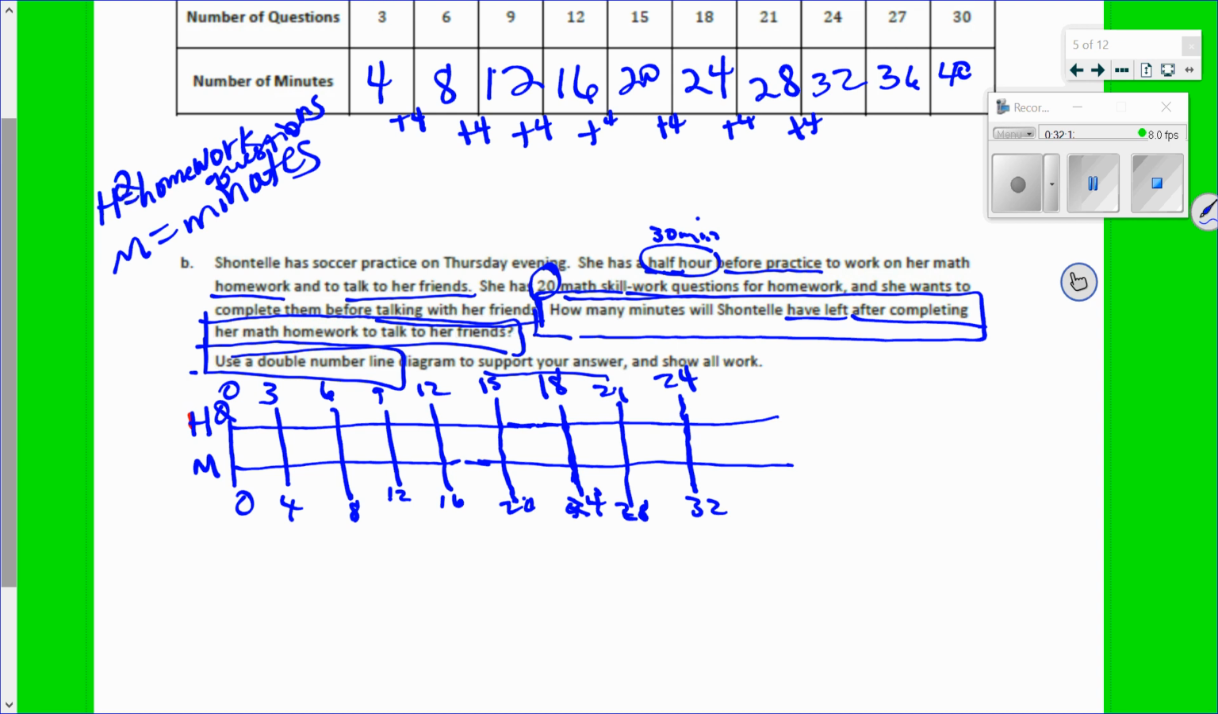So, wait a second. He's got 20 homework questions, the top label, the number of questions. So he's got 20. Where does that fall? Wait, I'm kind of confused though, because how would Zachary have time to talk to his friends and do his homework if the chart says 32?